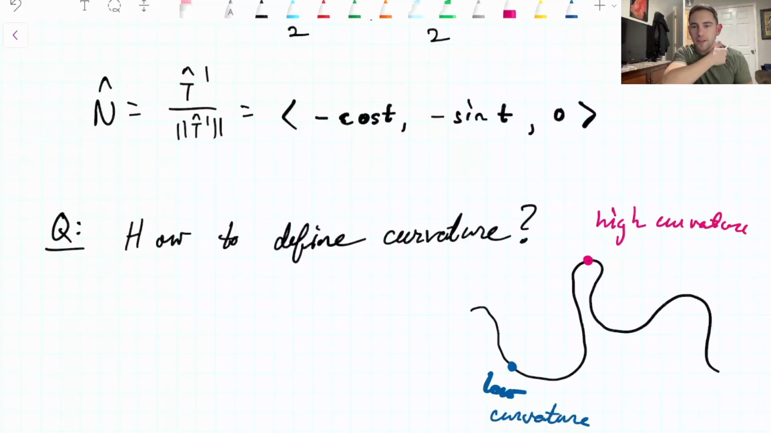So I encourage you, pause the video and go ahead, discuss with yourselves or the voices in your head or whomever might happen to be sitting next to you. How would you define curvature? How would you geometrically identify this point here in blue as being a place of low curvature, whereas the place in pink as being a point of high curvature?